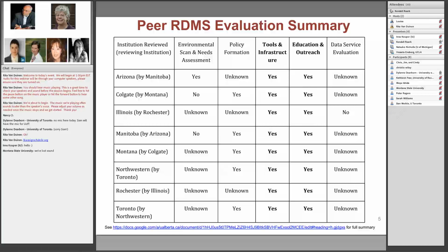And the same goes for policy formation. So there was indication that some institutions had worked on policies that were directly linked to research data management, but people were unsure. But we did have for tools and infrastructure and education outreach that all institutions had begun to develop these types of services.